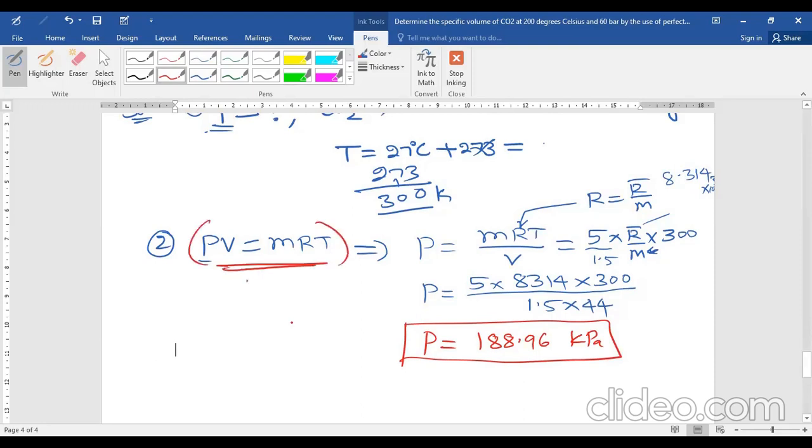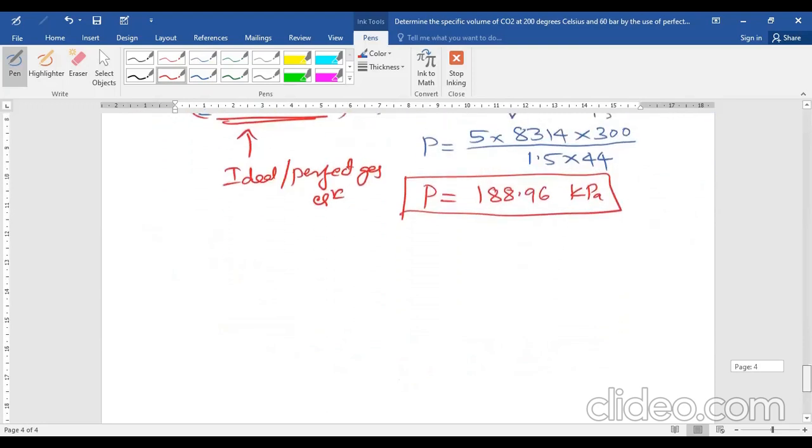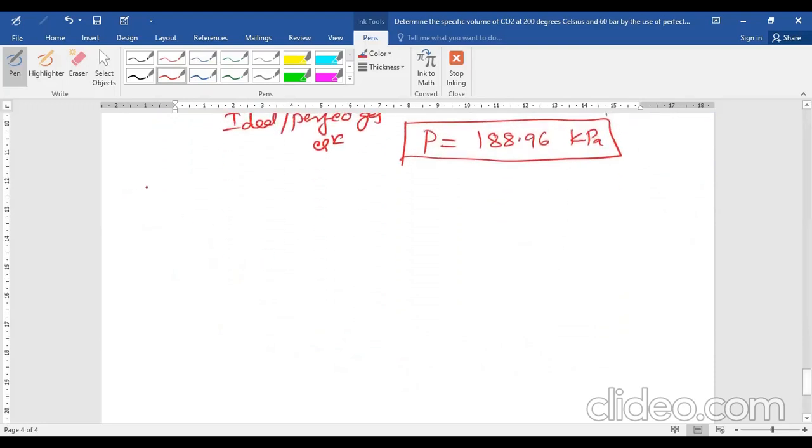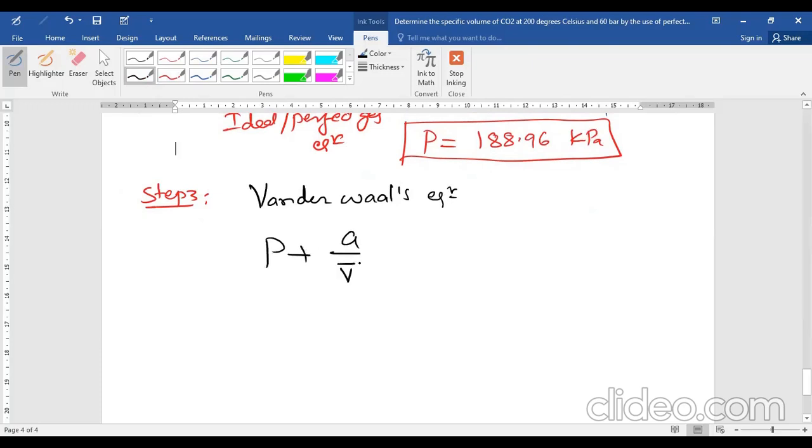Use ideal gas equation or perfect gas equation. Now I need to use the Vander Waals equation and find the value of pressure. Whether I will get the same answer or not, we need to check. Step number 3. So in step number 3, what is the Vander Waals equation? The Vander Waals equation is P plus A by molar volume square, into molar volume minus B, is equal to R bar T. Now here the unknown is pressure.